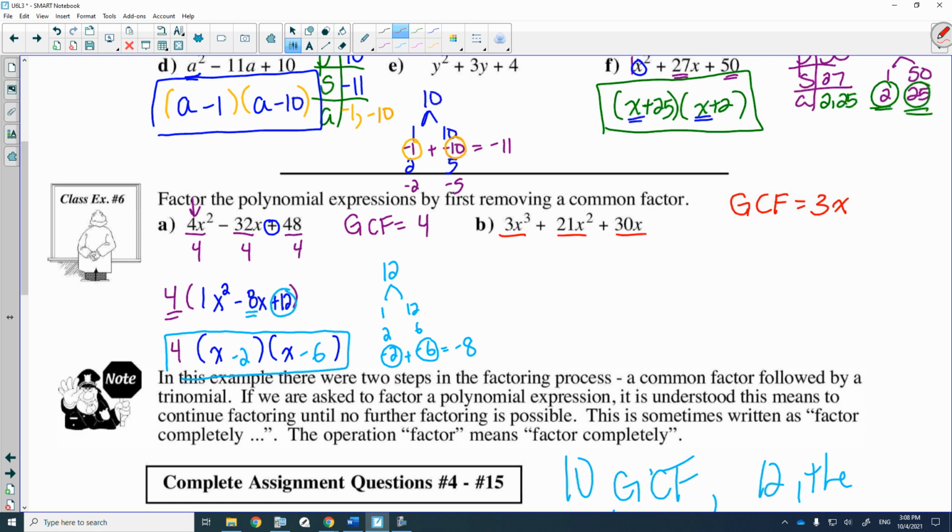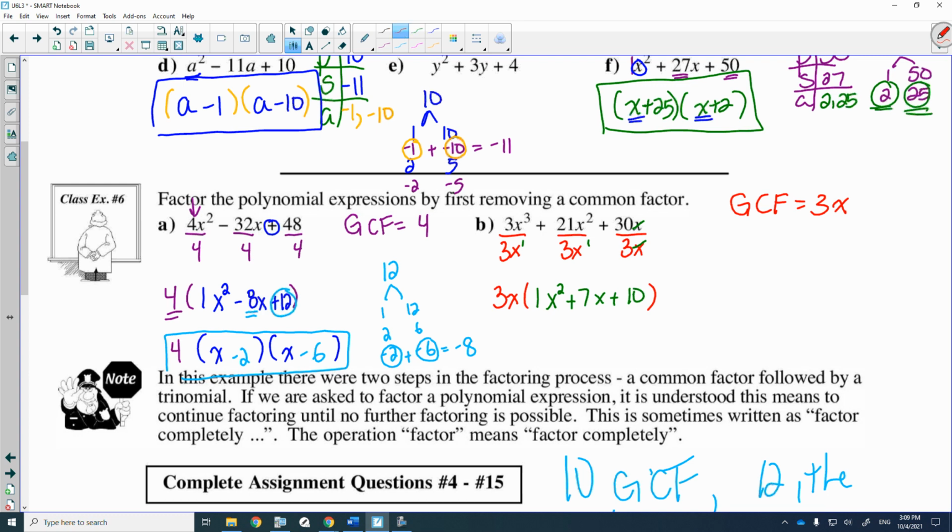Divide each of these by 3x. Put your GCF in front of the bracket and the answer in the bracket. 3 divided by 3 gives you 1. X to the 3 divided by x to the 1 is x squared, plus 21 divided by 3 will give you 7. X squared divided by x to the 1 gives you x, plus the x's will cancel here, and 30 divided by 3 is 10.